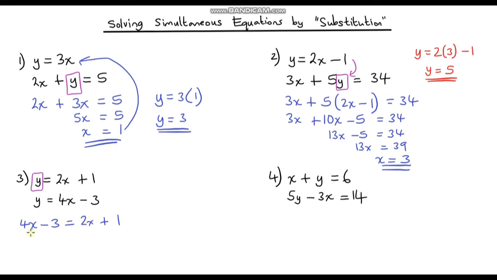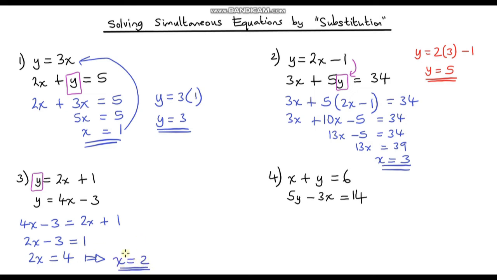If I subtract 2x from both sides, I'm going to be left with 2x minus 3 equals 1. Now if I add 3 to both sides, I've got 2x equals 4, and therefore x is equal to 2.